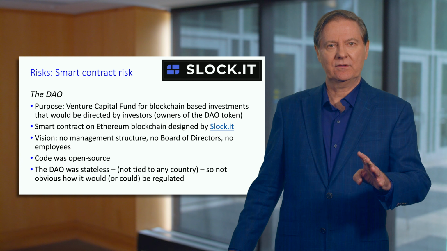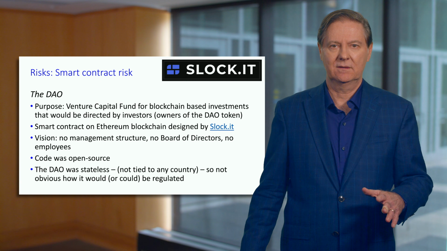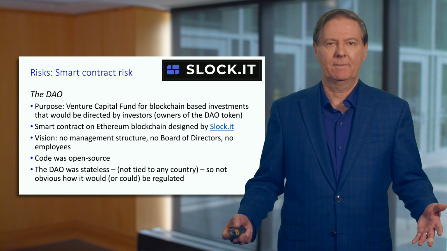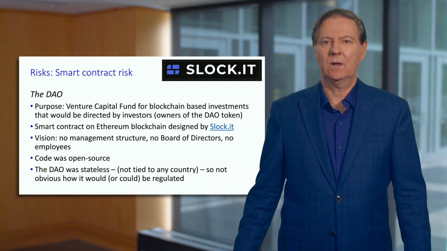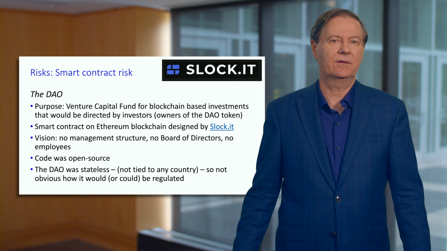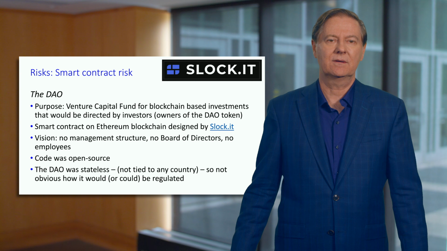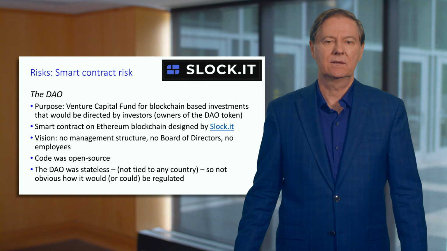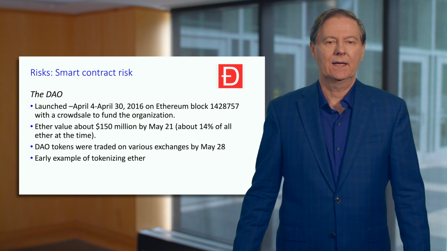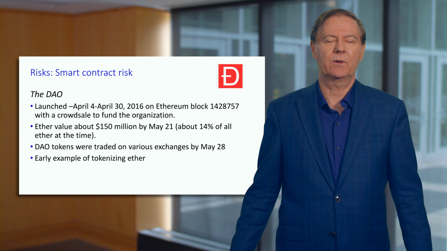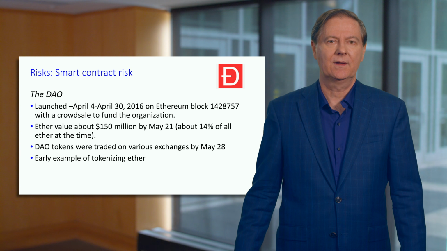So again, this is on the Ethereum blockchain. It is code that is available for anybody to take a look at. So this open source nature, again, as I've emphasized, creates an opportunity. Many people can scrutinize the smart contract and potentially find a vulnerability. So this was launched, actually between April 4th and April 30th in 2016. And again, you can take a look at it.